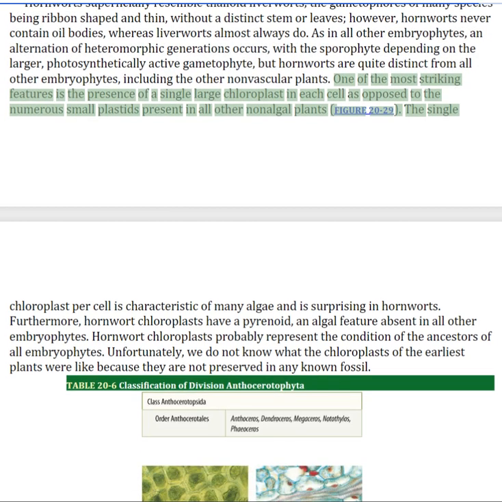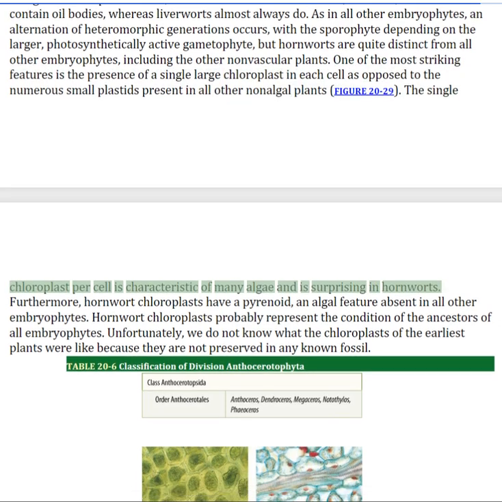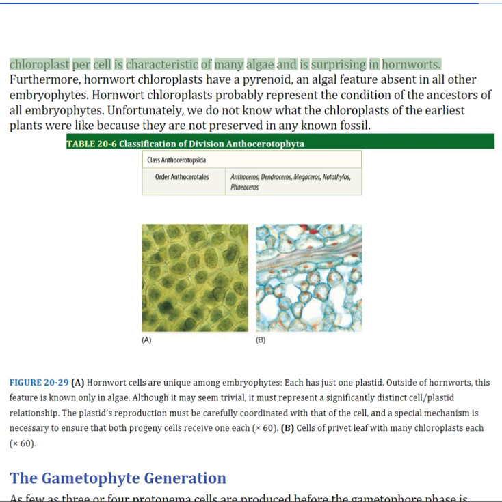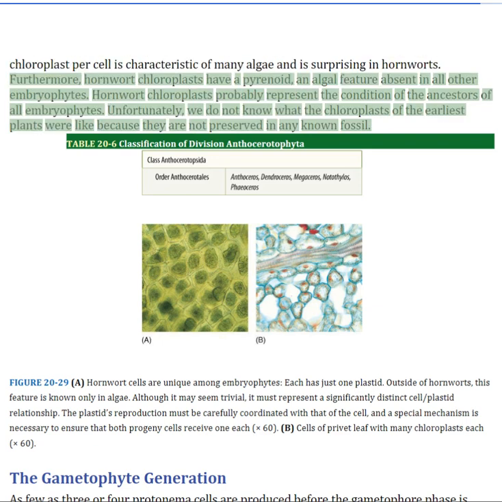One of the most striking features is the presence of a single large chloroplast in each cell as opposed to the numerous small plastids present in all other non-algal plants. The single chloroplast per cell is characteristic of many algae and is surprising in hornworts. Furthermore, hornwort chloroplasts have a pyrenoid, an algal feature absent in all other embryophytes. Hornwort chloroplasts probably represent the condition of the ancestors of all embryophytes.